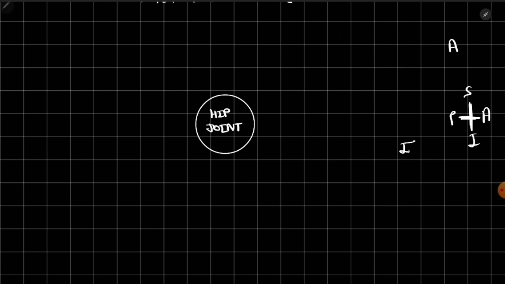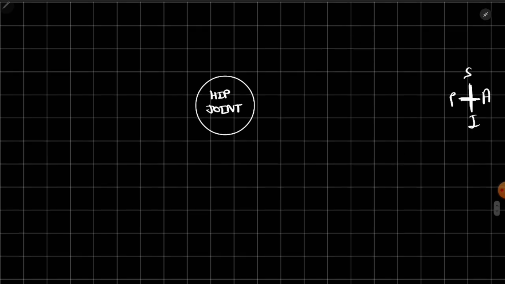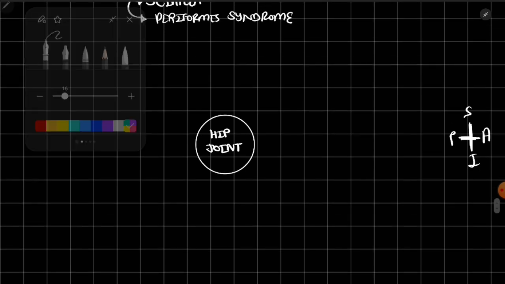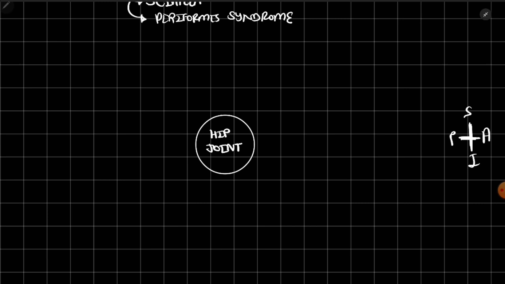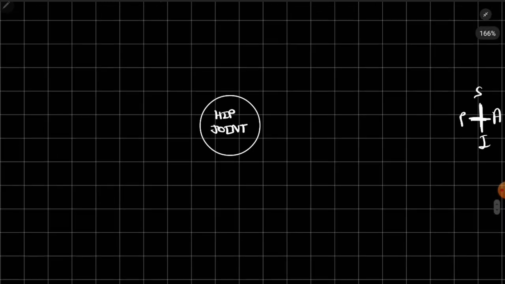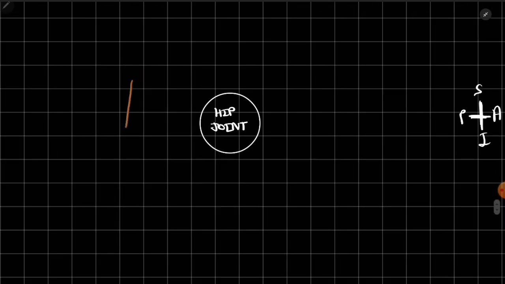So for example, we are seeing the right side. Okay, so now this is the hip joint. So the bulkiest muscle in the gluteal region will be which muscle? On the posterior aspect, yes, it will be the gluteus maximus.